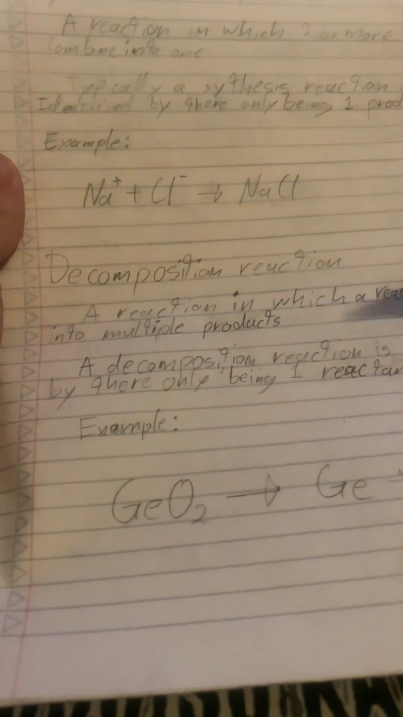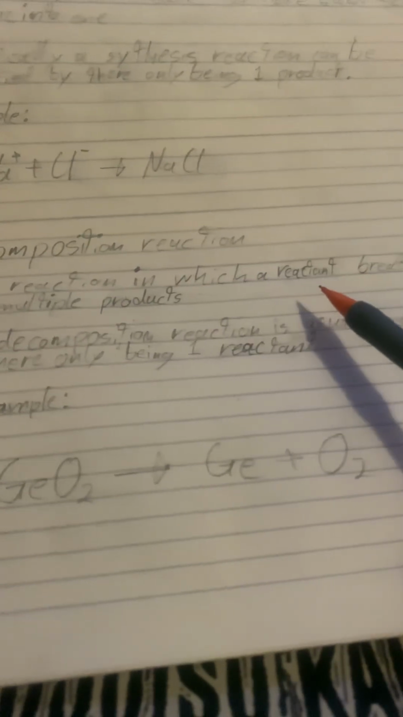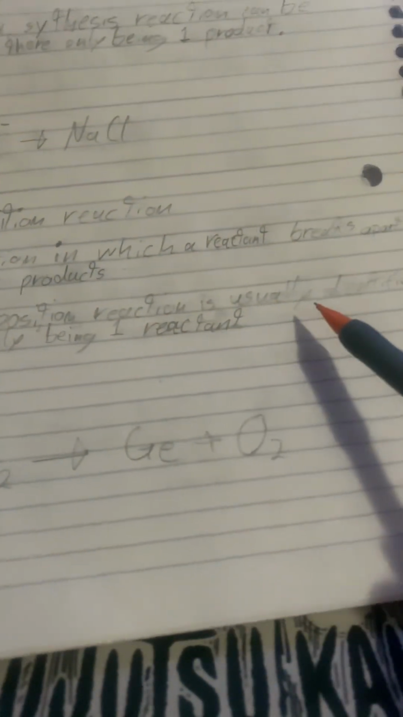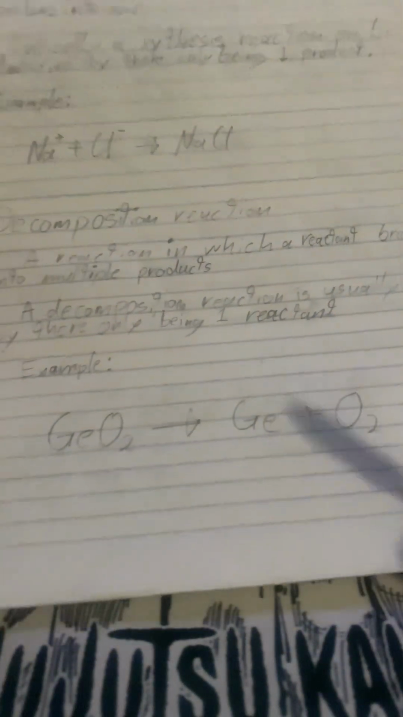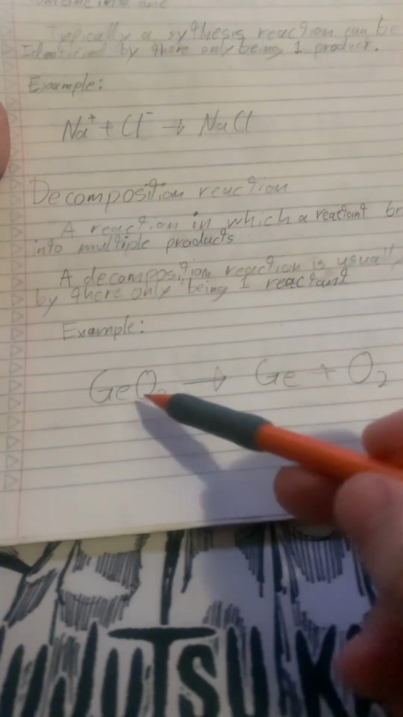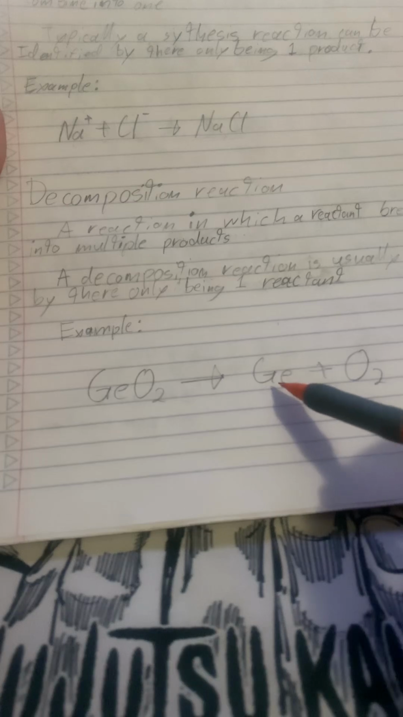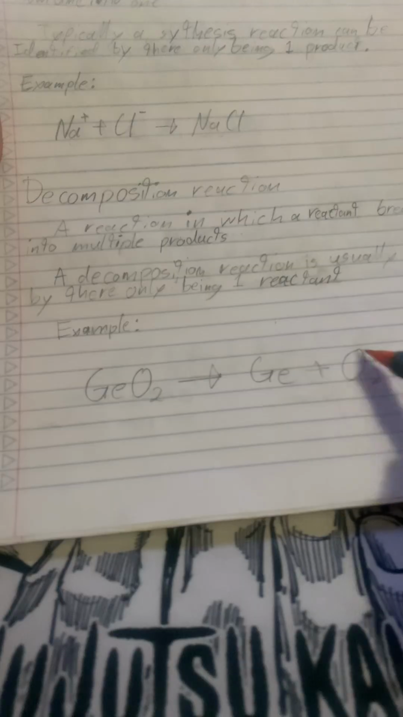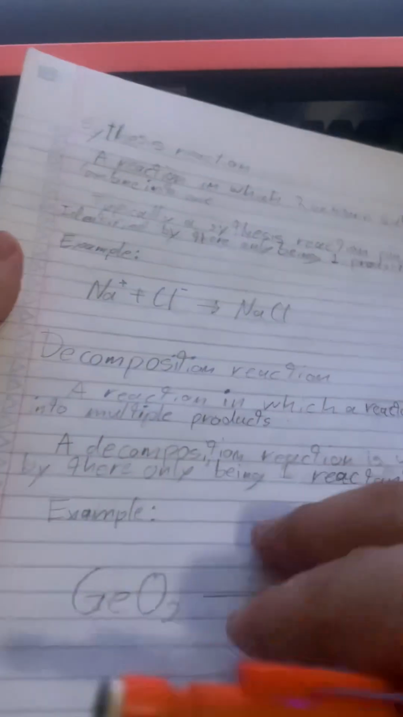Next up is the decomposition reaction, a reaction in which a reactant breaks apart into multiple products. A decomposition reaction is usually identified by there only being one reactant. This wonderful example here is germanium dioxide breaking apart into germanium and oxygen. Oxygen normally pairs by itself, thus it is left as just O2.